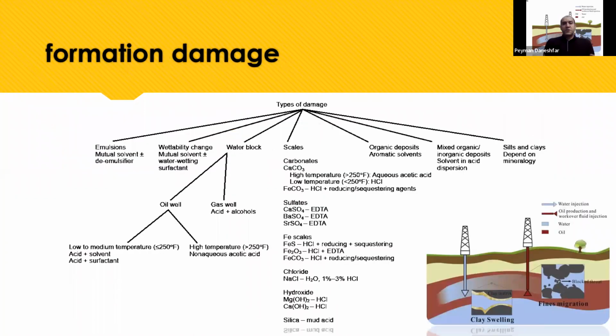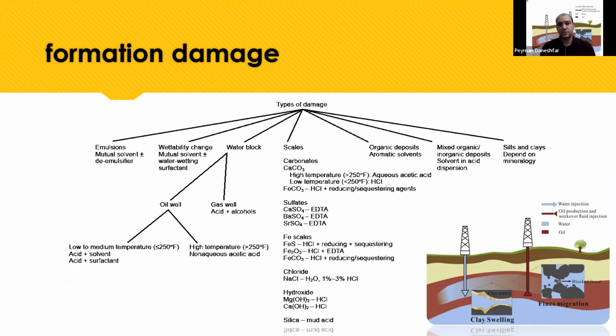Here are some formation damages that you can see: mobility change, water-like scales and organic deposits, silt and clays, maybe in sand production, sandstone acidizing, and mixed organic. And you can see that when we have a water block in the oil well or gas well, we can use one of them.